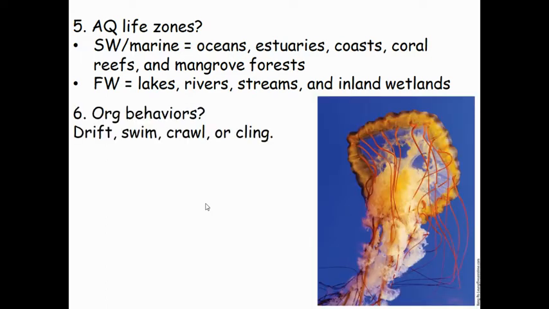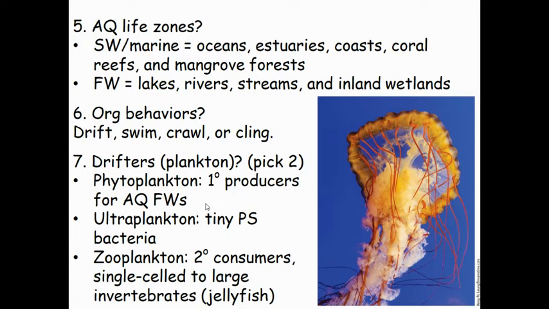All right, so how do organisms get around? They either drift, so they're dependent on the Earth's ocean currents. They're swimmers. They crawl, of course, that would be along the bottom of the ocean, or they hang on to something like a barnacle on a whale. Some details on drifters. Let's pick 2 of these items.